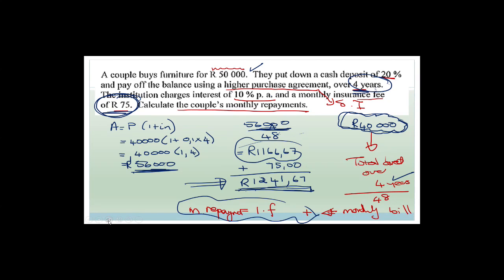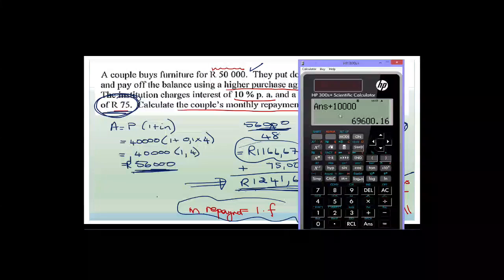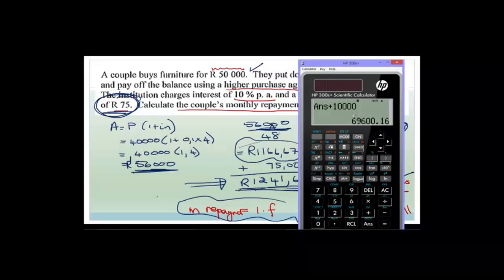Just out of interest, if we take, oh, I need a calculator. If we take this 1,241 rand, hang on, 1241.67, and we times it by 48. And then we add 10,000 to it. And then we press the equals button. Do you see that they're paying an extra 20,000 rand? They bought furniture for the value of 50,000 rand, and they're paying 69,600 rand and 16 cents for the total over the 4 years. They're paying an extra 19,600 rand and 16 cents. It's a lot of money. So they're paying about 70,000 rand, just short of 70,000 rand for their furniture.